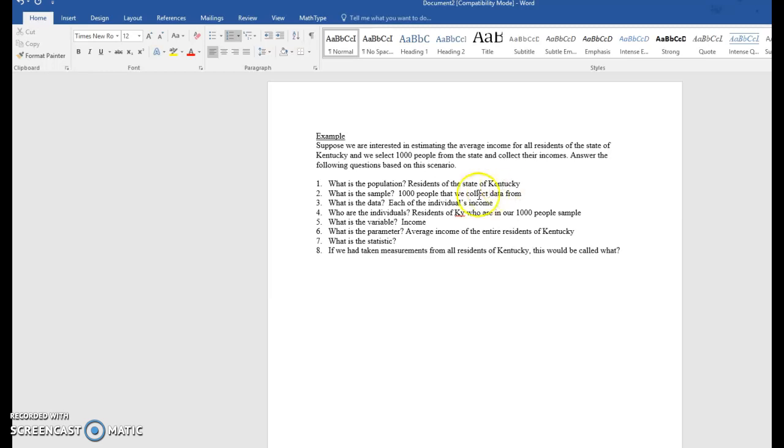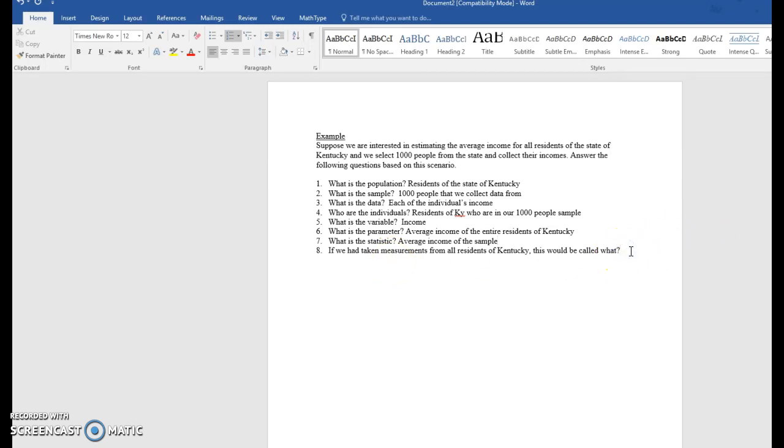What is the statistic? Well, that is the average income of the sample. So whatever average we get from these 1,000 people is our statistic. If we had taken measurements from all residents of Kentucky, this would be called what?